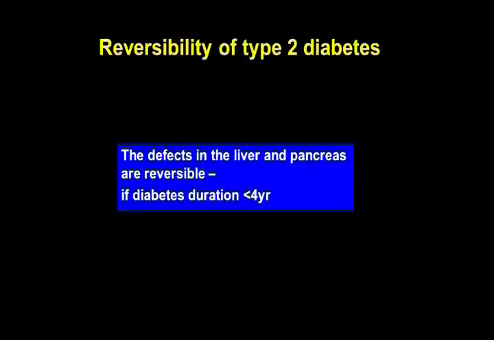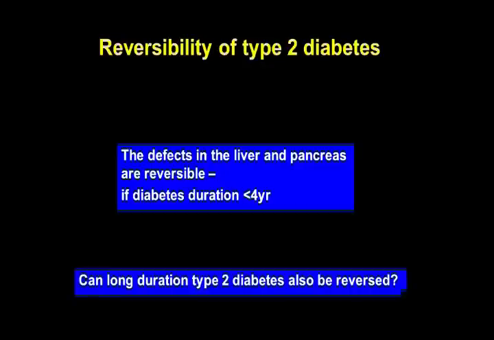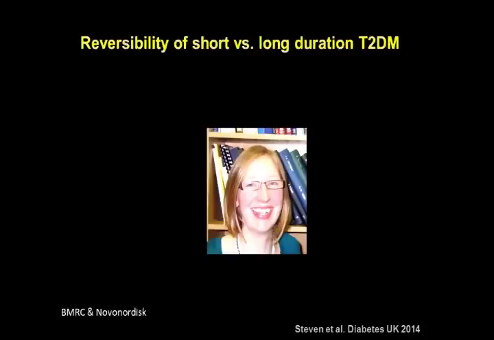But let's just consider what we're talking about are really the results of one study. And to do this study, I had to define the individuals we chose. And I chose them to have diabetes duration of less than 4 years. And so what we've shown is that defects in liver and pancreas are reversible if you've only had diabetes for 4 years. And so this brings up the important question, can long duration diabetes also be reversed?